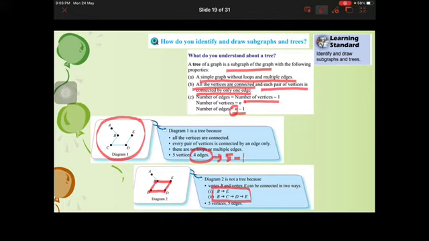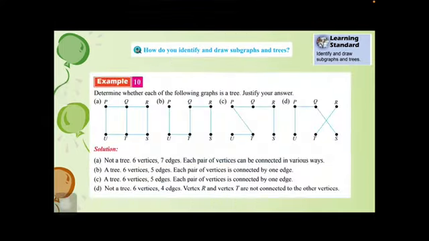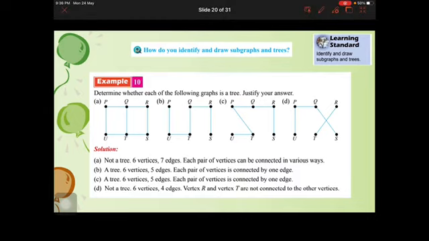So remember, a tree is a simple graph. Okay, and the number of edges is the number of vertices minus 1, and there is only one way from one vertex to another vertex. So now let's look at example 10. Determine whether each of the following graphs is a tree. Justify your answer.